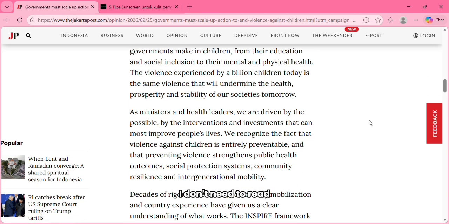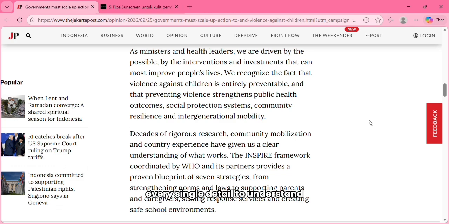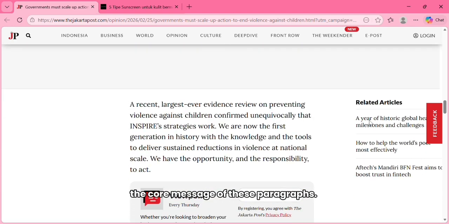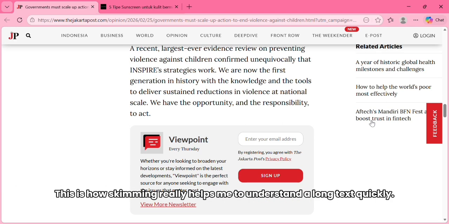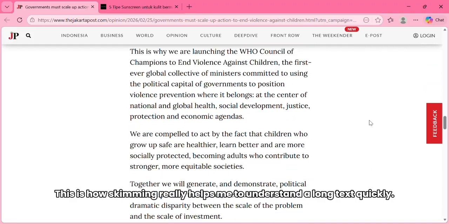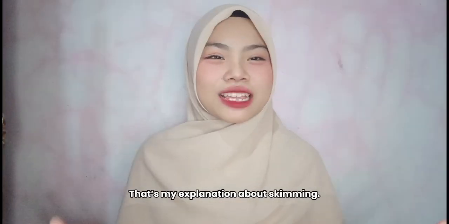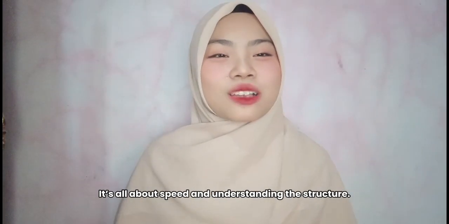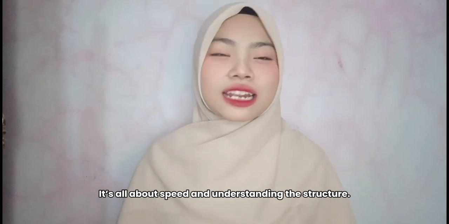I don't need to read every single detail to understand the core message of these paragraphs. This is how skimming really helps me to understand a long text quickly. That's my explanation about skimming. It's all about speed and understanding the structure.